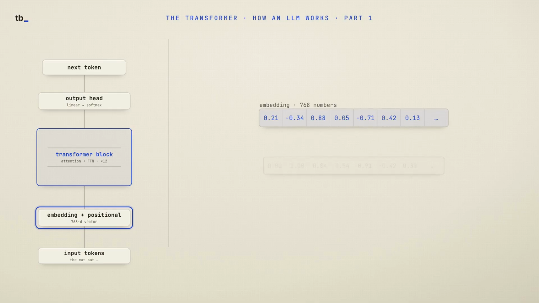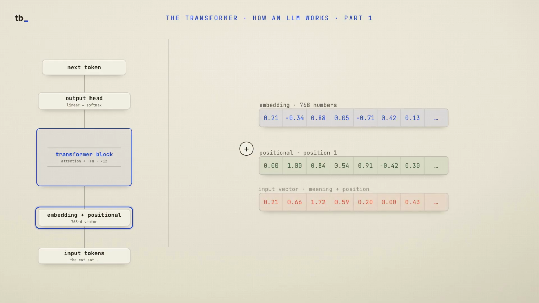So we add a positional encoding, a second vector that stamps each token with where it sits in the sequence. Add the two together, and every token is now a single vector, carrying both its meaning and its place. That is what we feed into the stack.